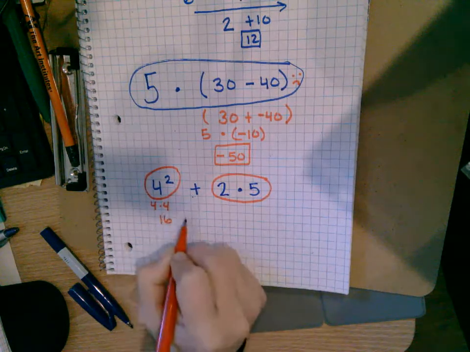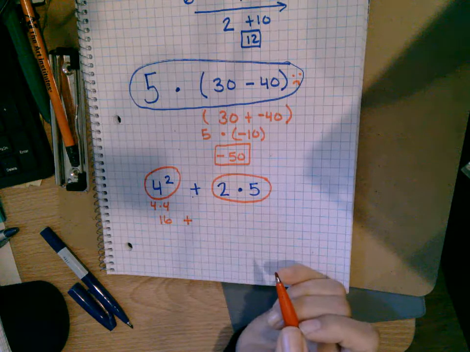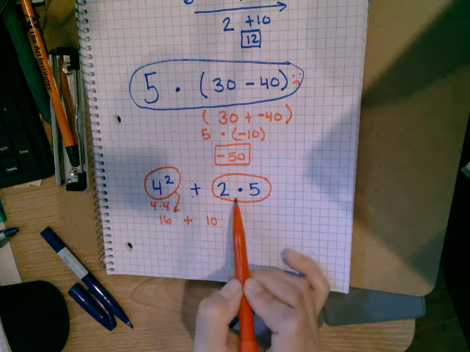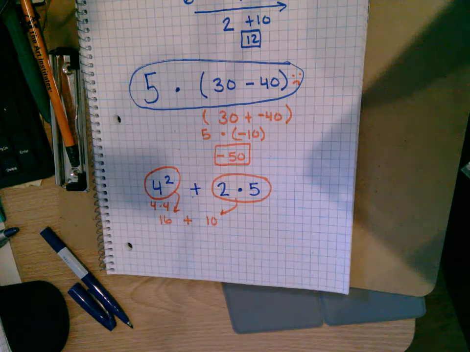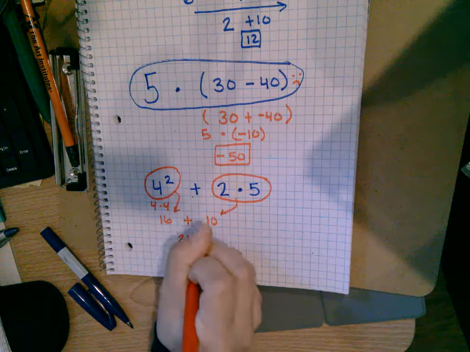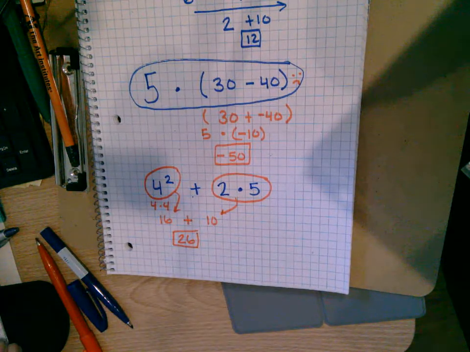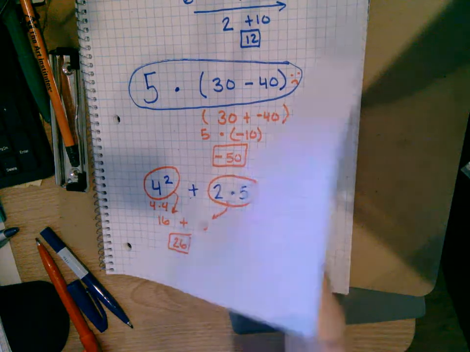So what's 4 times 4? 16. Very good. Plus, what's 2 times 5? 10. So this becomes 16, that becomes 10. What's 16 plus 10? 26. And we're done. We okay? Okay.